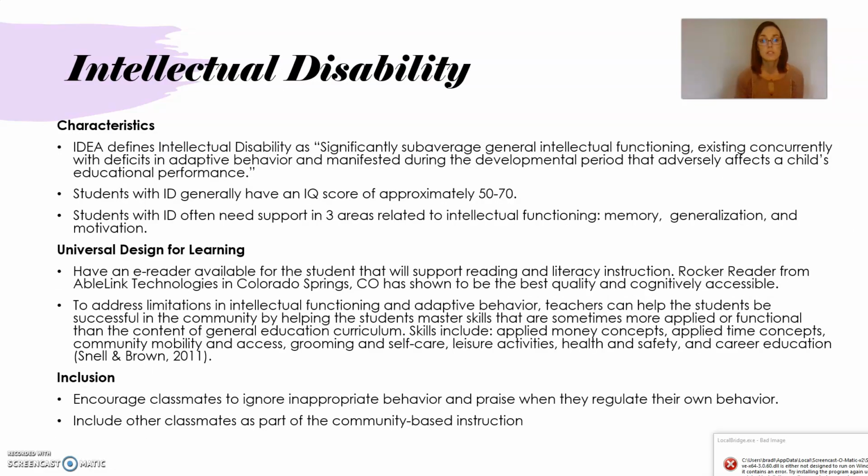IDEA defines intellectual disability as significantly sub-average general intellectual functioning existing concurrently with deficiencies in adaptive behavior and manifested during the developmental period that adversely affects a child's educational performance. Their IQ score is approximately 50 to 70, and they often need support in three areas related to intellectual functioning, like memory, generalization, and motivation.